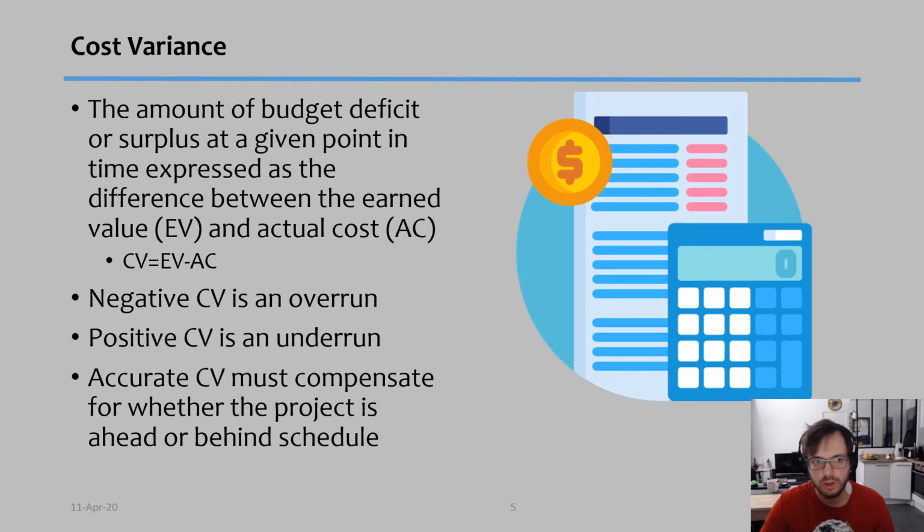So how do we calculate cost variance? Cost variance is the amount of budget deficit or surplus, in other words, the negative or positive difference at a given point in time, expressed as the difference between earned value, or EV, and actual cost, or AC. So our cost variance will be the earned value minus the actual cost. If you have a negative cost variance, that means you have an overrun. If you have a positive cost variance, then you will have an underrun.